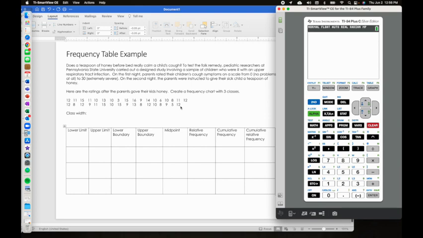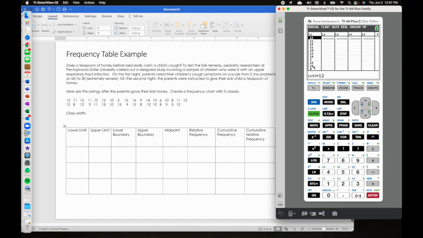So the first thing I suggest is to put all of this data in your calculator, because the calculator will help you sort and organize the data in a way that makes it easy to count and find the values. So to do that, you're going to hit the stat button here. And then you're going to click on number 1, which says edit. And you're going to enter your data.